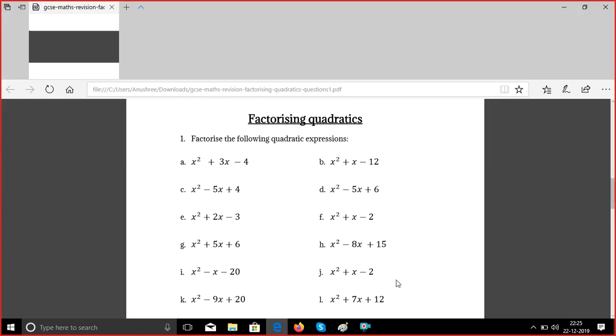So have you done part D? D, yes. x equals 2 and x equals 3? Yes. And then for E, x equals 3 and x equals minus 1. x equals 3 and x equals minus 1. Yes.